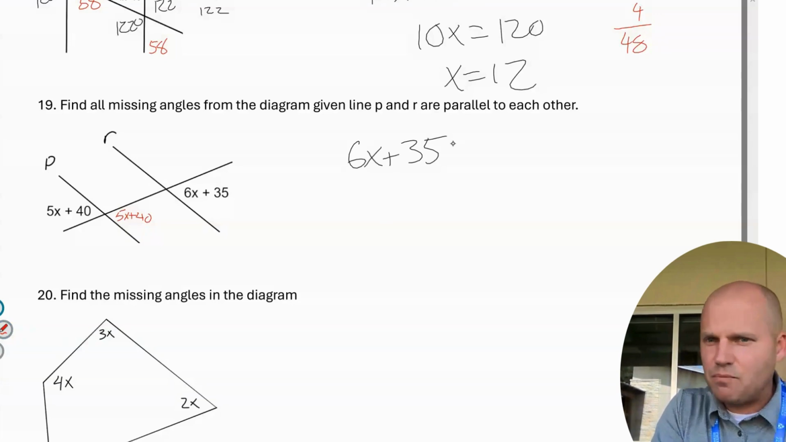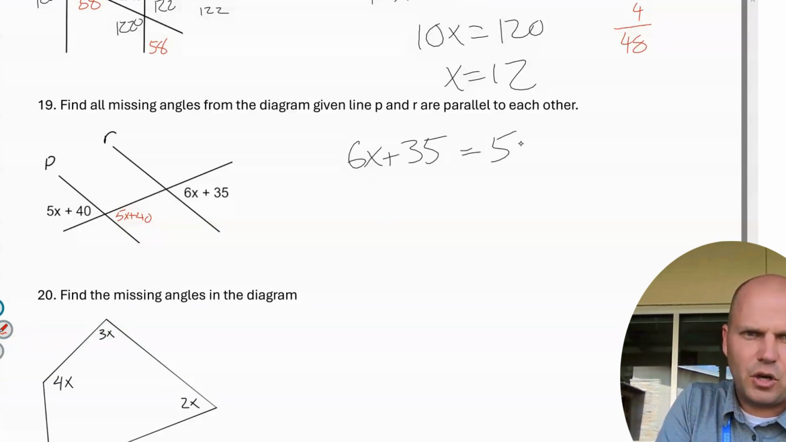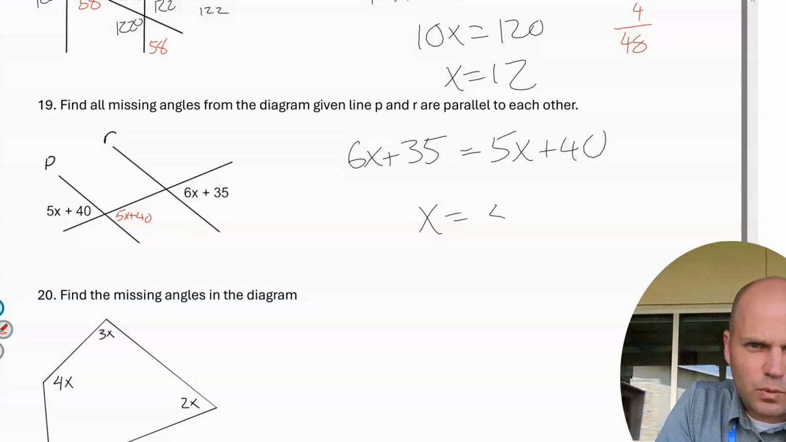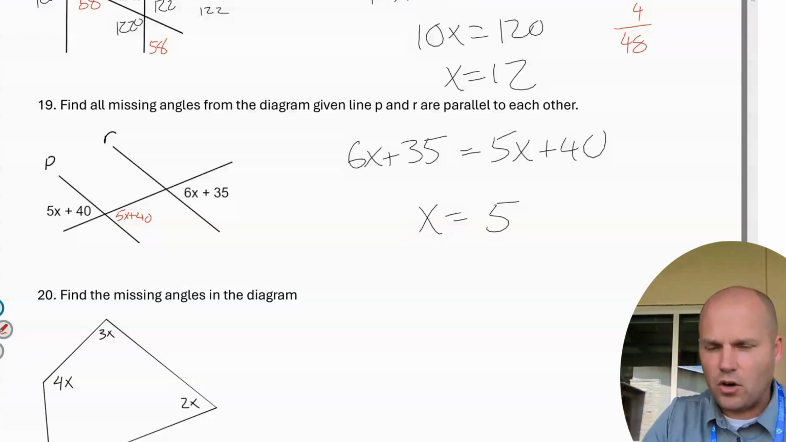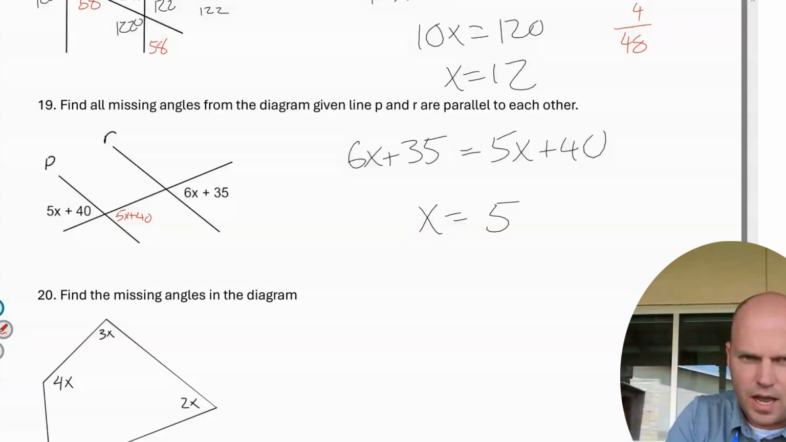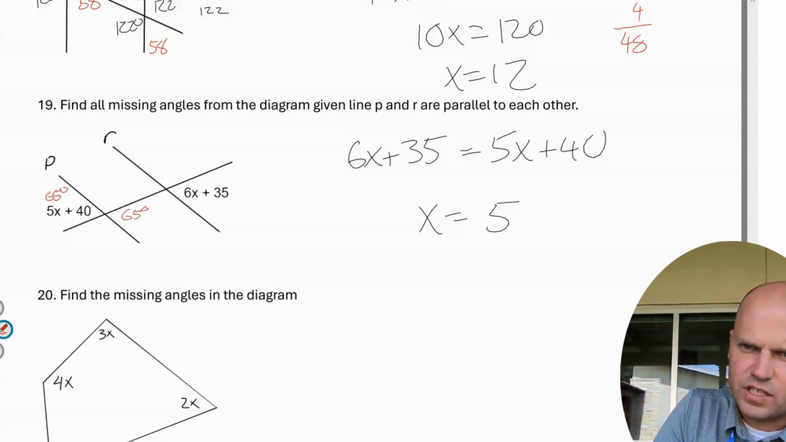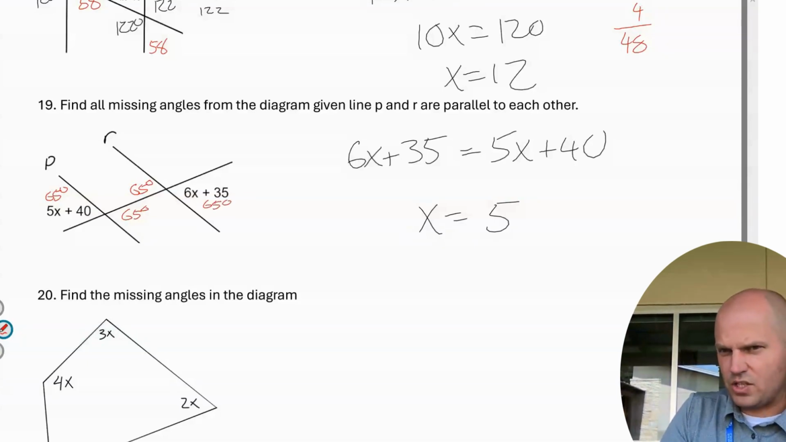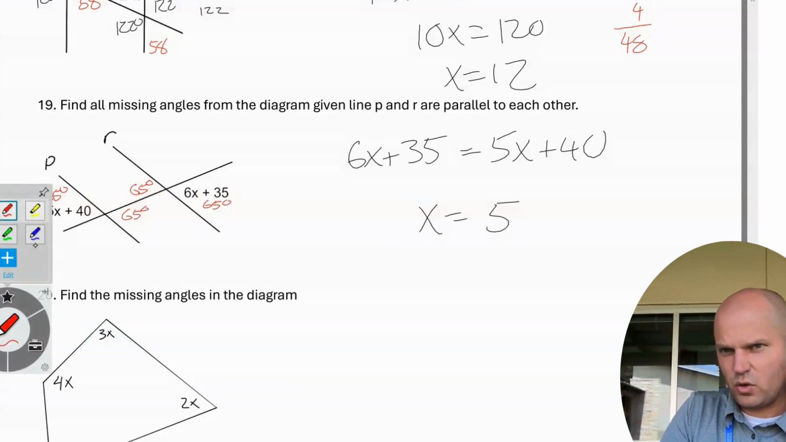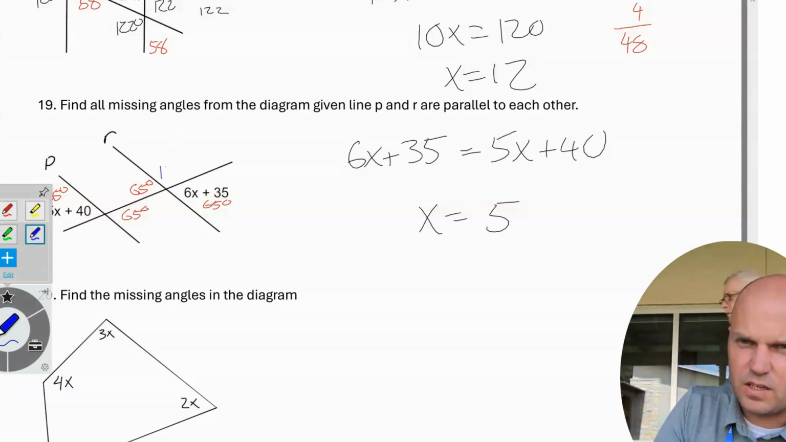You might want to do the same thing you do every single time, but don't do it. I get x equals 5. Find all the angles. Great. So let's label everything here. 5 times 5 is 25 plus 40. We have a 65. We have 65, 65, 65, 65. All of these are 65. And that means the supplementary angle is going to be 150.